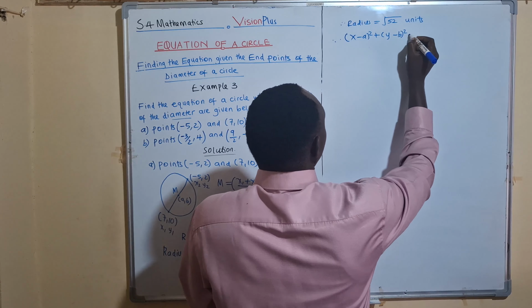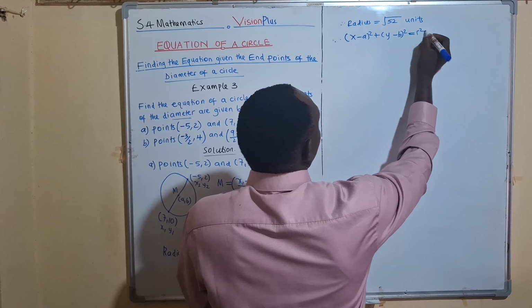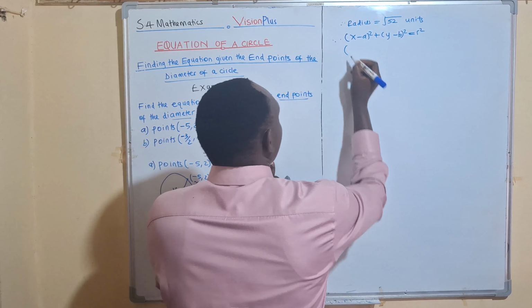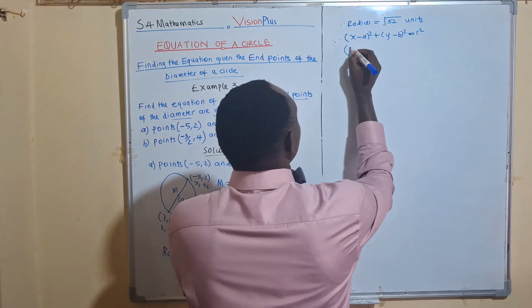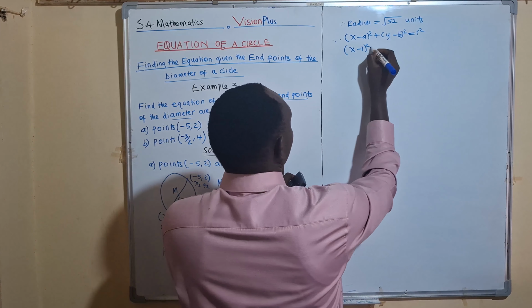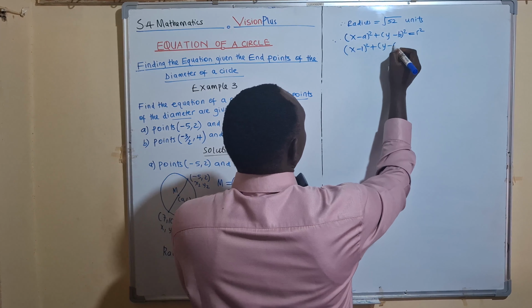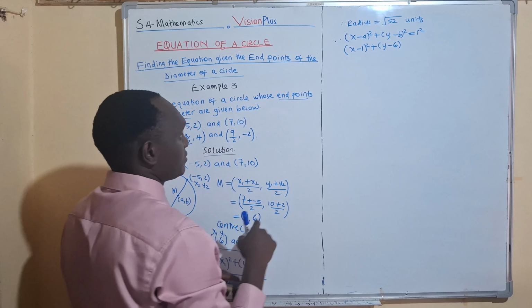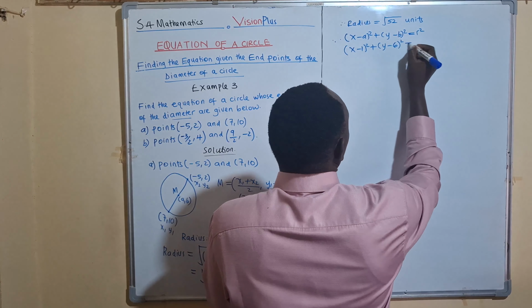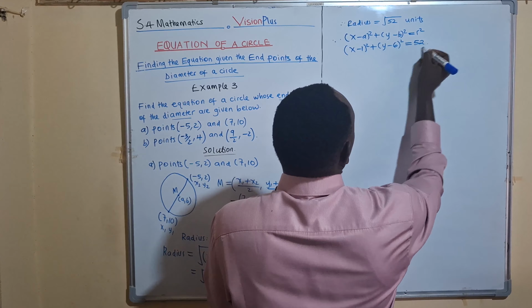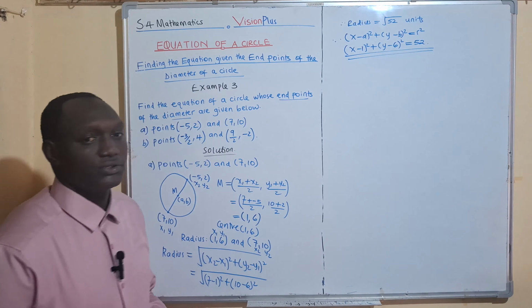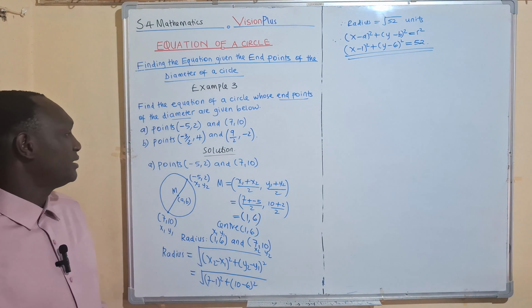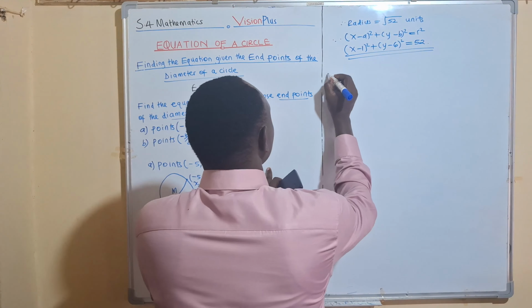But if it was restricted, then you write your equation accordingly. x minus a is 1, so here (x minus 1) squared plus (y minus b) is 6, the coordinates of the center, squared equals r squared, which means 52 in that manner. So that is the solution to part A. Let us go to part B.